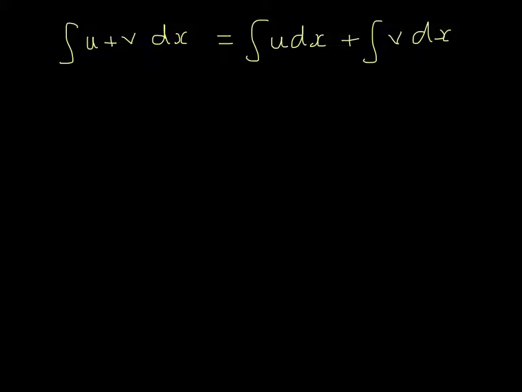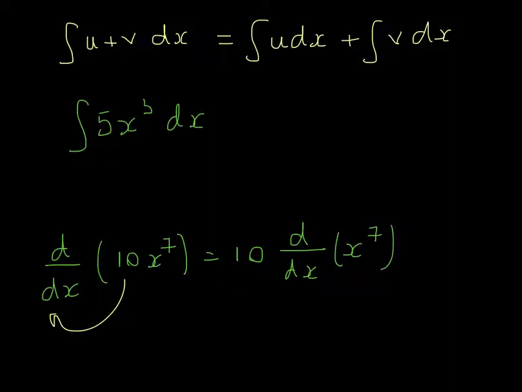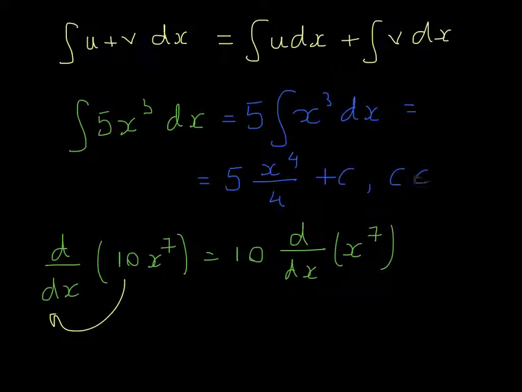What happens if I have, for example, the integral of 5x cubed dx? Remember that when we differentiated, for example, 10x to the power of 7, this was the same as 10 times the derivative with respect to x of x to the power of 7. So the constant of differentiation went in front. The same happened here. Again, because integration is the inverse operation to differentiation, I can write this as 5 times the integral of x cubed dx. So it's 5 x to the power of 4 over 4 plus c, any real number.